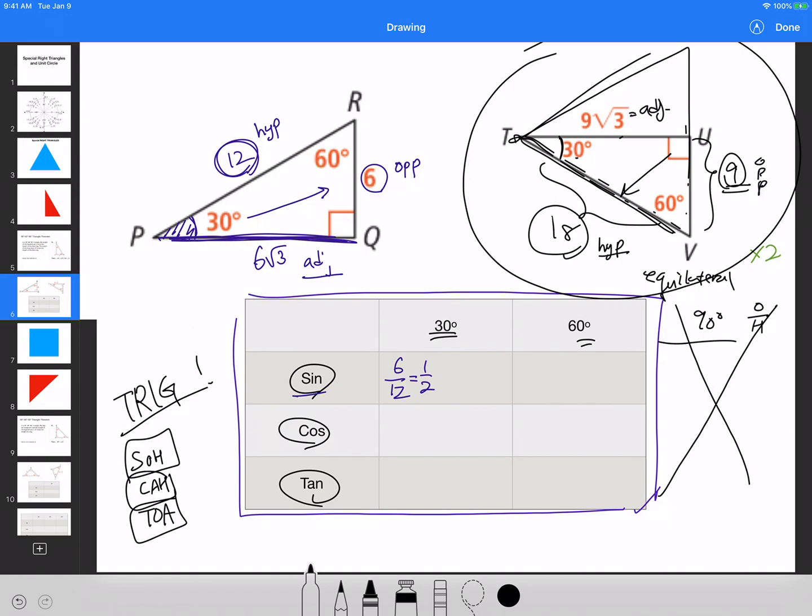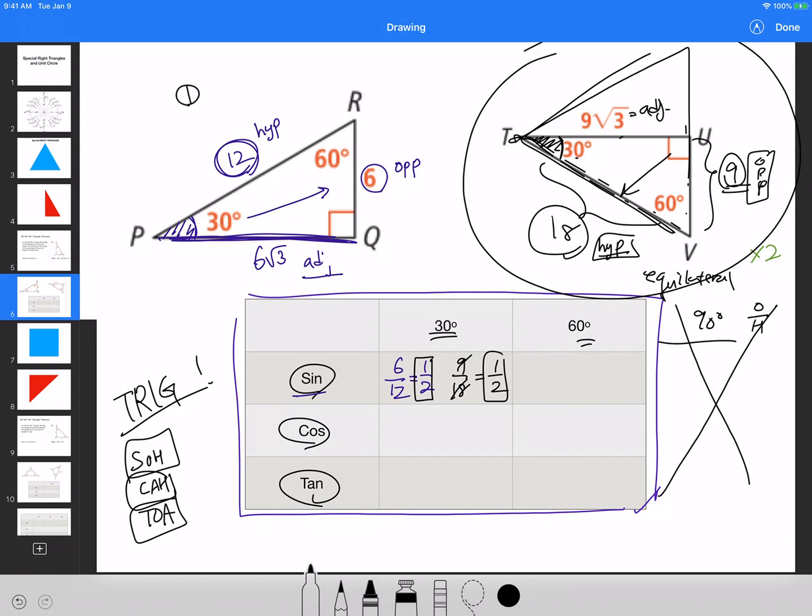Okay, so now I have 30 degrees, opposite, hypotenuse. What will that give me? 9 over 18. Simply the ratio of opposite over hypotenuse, right? Reduce that, what will I get? 1/2.